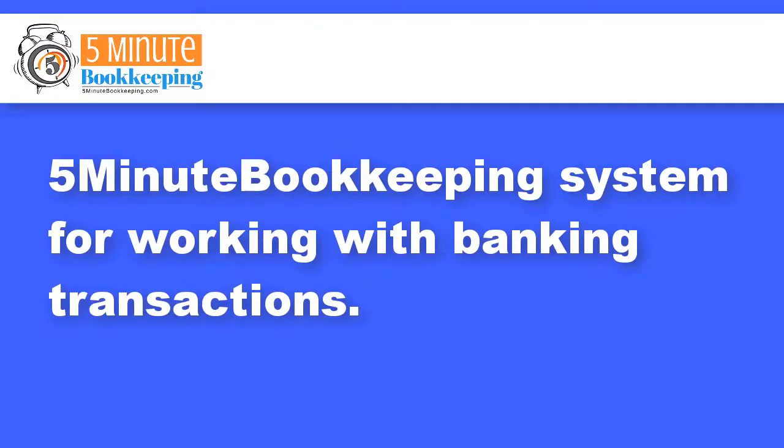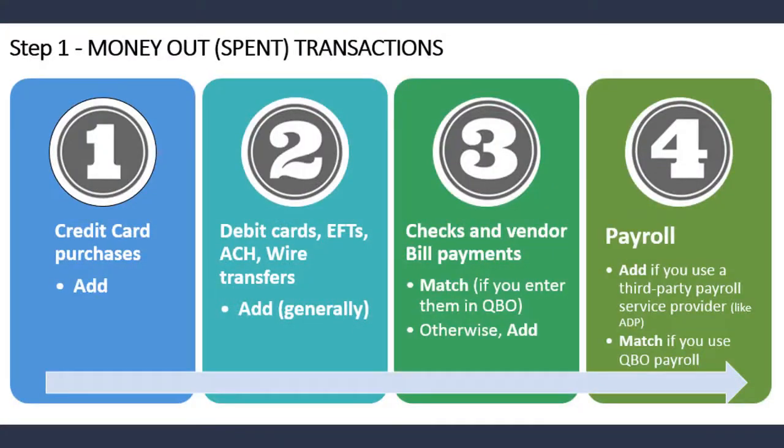Let's review the 5-minute bookkeeping system for working with banking transactions. We'll start with credit card accounts. You generally want to add, spent, or money out credit card transactions. Next, move on to your bank accounts and start with money out or spent transactions. You'll want to add debit card transactions and electronic transactions like ACH and wire transfers. You'll match or add checks and bill payments depending on whether you're entering these in QuickBooks first.